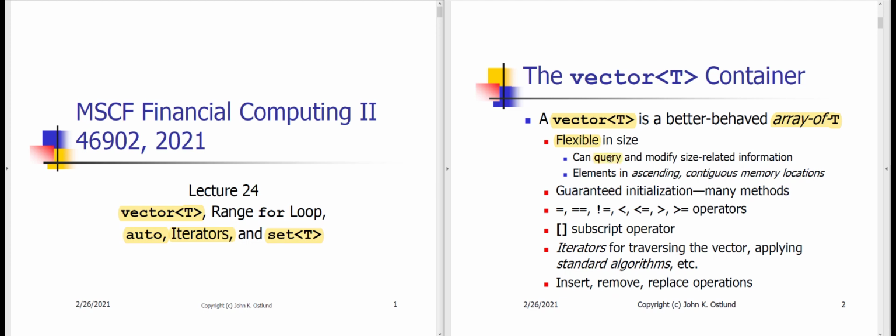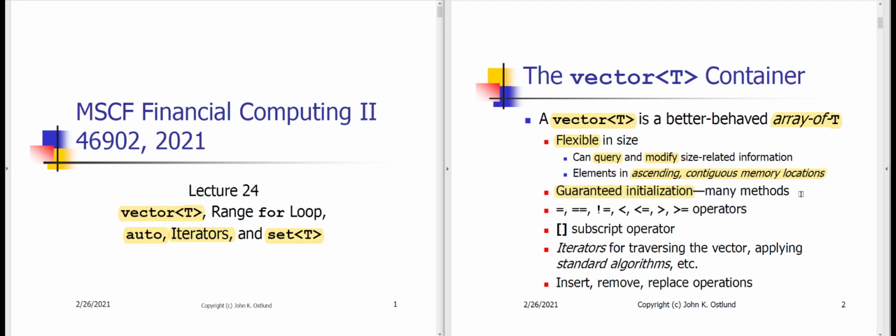We can find out about how large the vector is. We can grow it, shrink it. Values are stored, just like arrays, in ascending contiguous memory locations. So given a vector, we can find out the address of the sub-0 item in the vector, and we know that the sub-1 item and the sub-2 item and sub-3 item and so forth are in ascending contiguous locations, just like in an ordinary array, up to the last element contained within the vector.